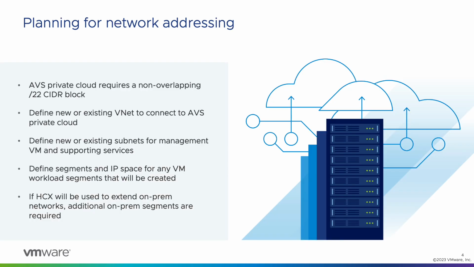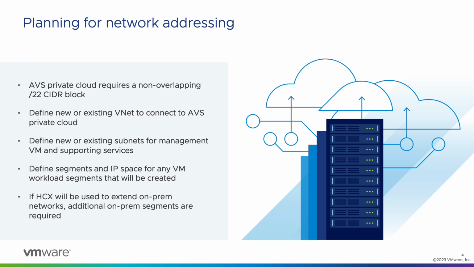Before we begin, we do need to do some network planning. We need to plan for some non-overlapping networks and IP allocations. We're going to need a /22 block to assign to the AVS private cloud. The provisioning process will automatically carve this up into networks for private cloud management, HCX, vSAN, vMotion, ExpressRoute peering, and some other reserved ranges for future flexibility.